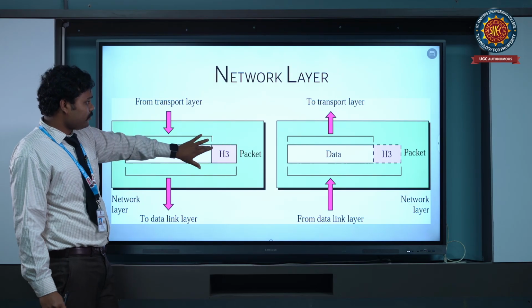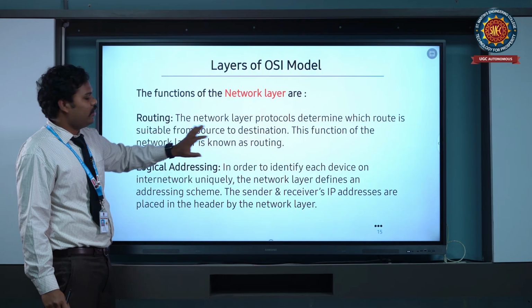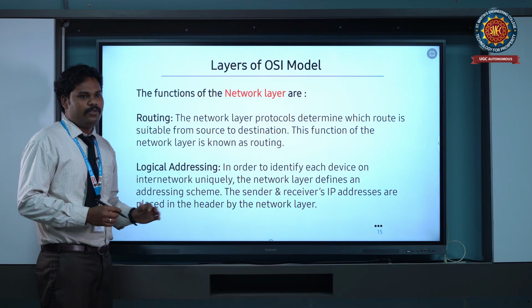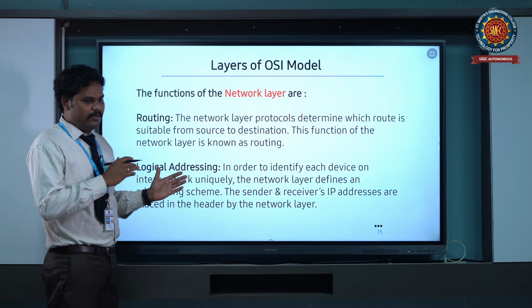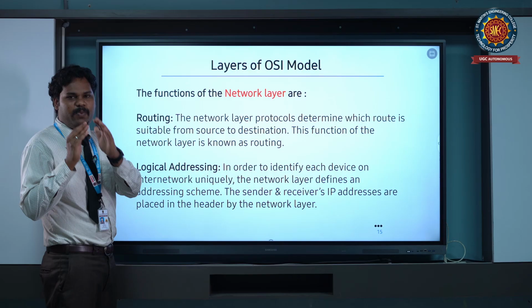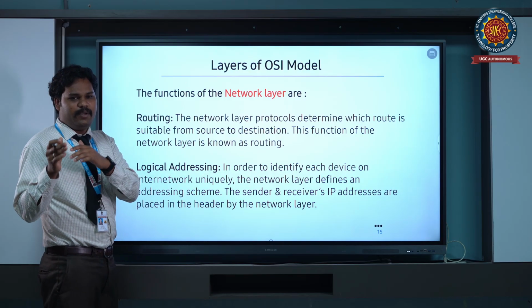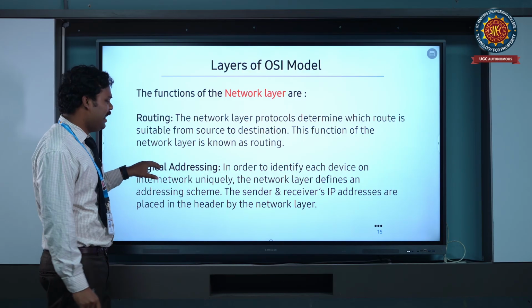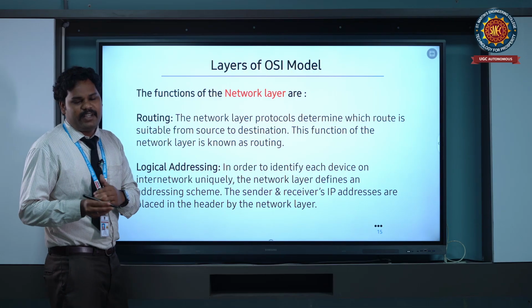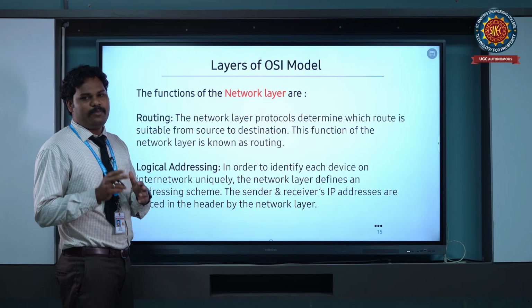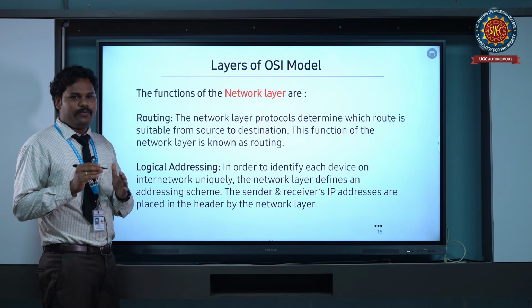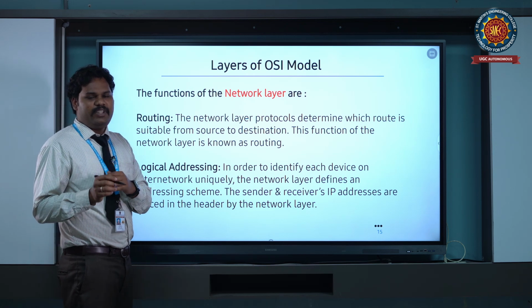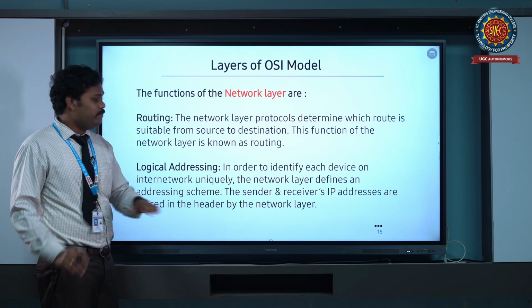And next one, the network layer functions. The network layer function is routing: how the sender sends the data to the receiver, and the easiest path to send the data. And logical addressing means IP address, the internet protocol. Two types of internet protocol: version 4 is 32 bit, version 6 is 128 bit.